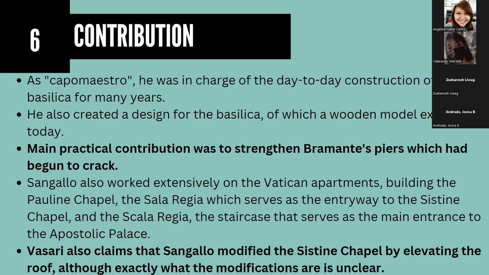Sangallo also worked extensively on the Vatican apartments, building the Pauline Chapel, the Sala Regia, which served as the entryway to the Sistine Chapel, and the Scala Regia, the staircase that served as the main entrance to the Apostolic Palace. Vasari also claims that Sangallo modified the Sistine Chapel by elevating the roof, although exactly what the modifications are is unclear. Next slide po.